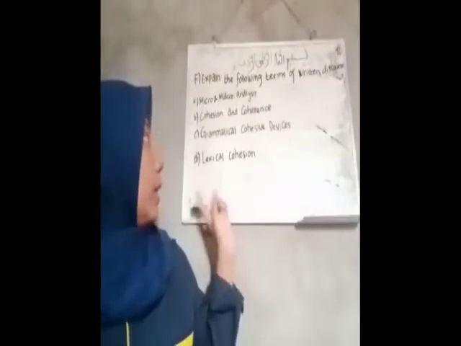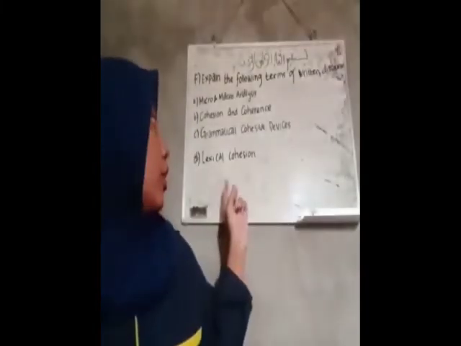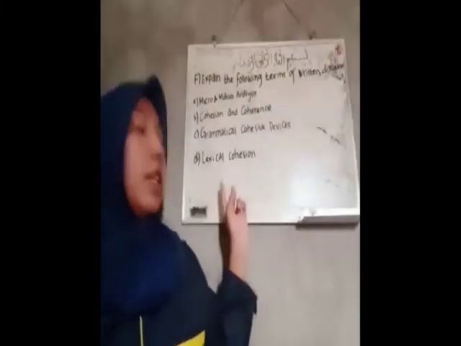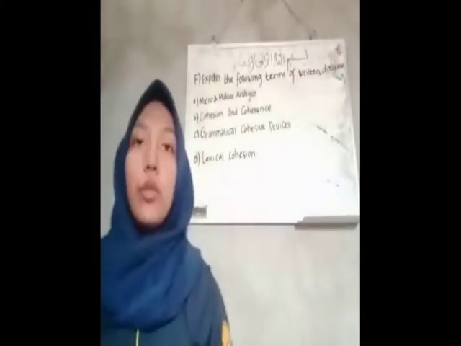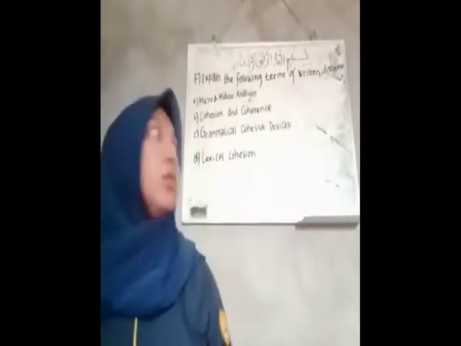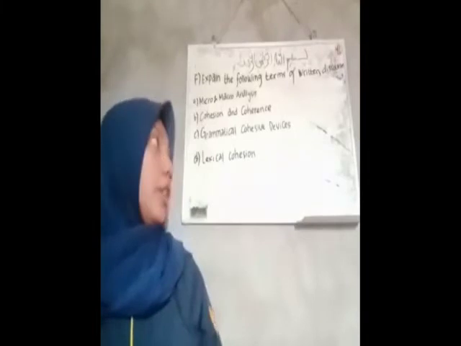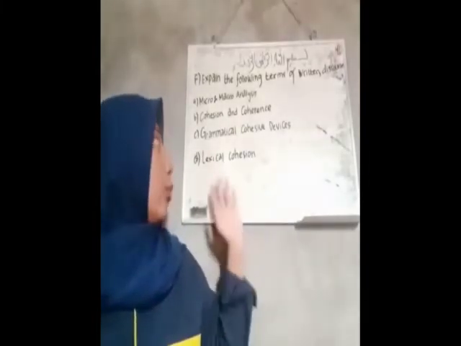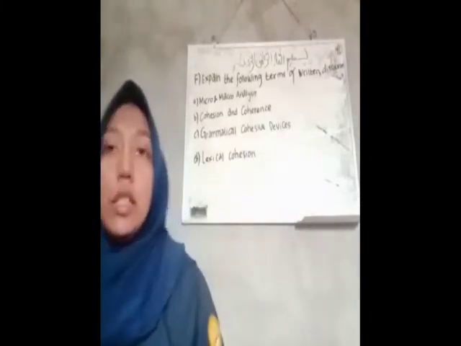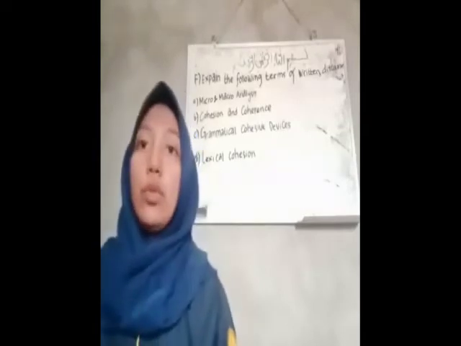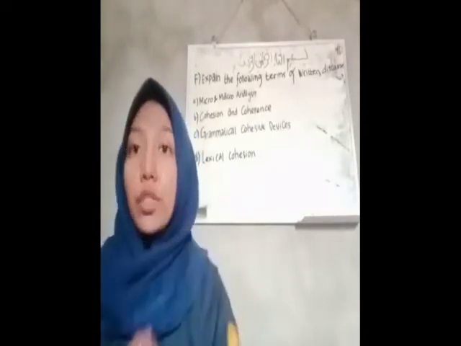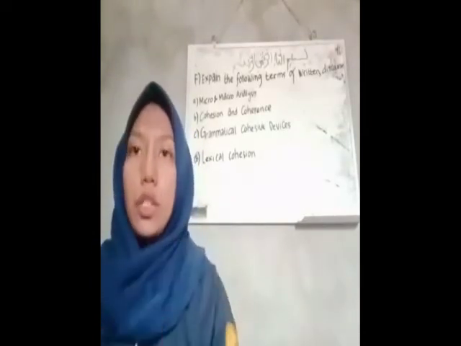Next term, or the last term, is lexical cohesion. Lexical cohesion refers to vocabulary used to make coherence in a text. In written discourse, lexical cohesion can be separated into two different types, namely reiteration and also collocation.